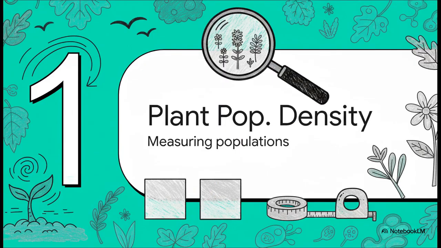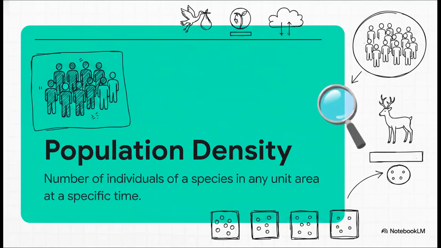Okay, part 1, measuring plant population density. Let's start with that macro view and see how we quantify these dynamic, constantly changing living populations. Now, what's really fascinating here is how we distinguish this first ecological metric. Population density is basically a precise head count of a specific area at a specific time.